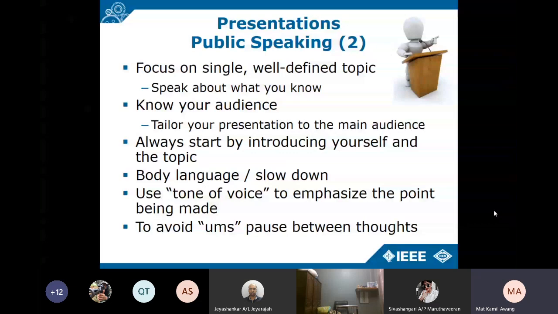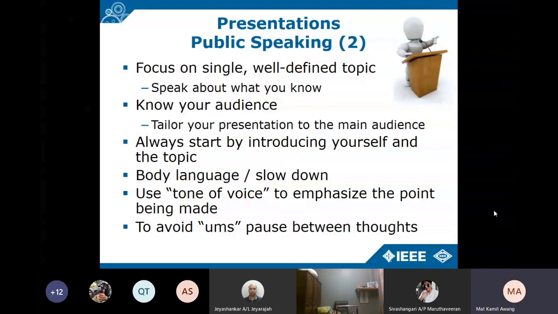Your body language should be suitable for that presentation. You need to show through your body language that you are approachable, you are not defensive. So you need to learn the skill of reading body language. And also try to slow down when you speak. Normally, when people are nervous, they tend to speak very fast. So slow down and use tone of voice to emphasize the point being made. Sometimes you vary your tone of voice. You can make it high when it comes to the point which is important.